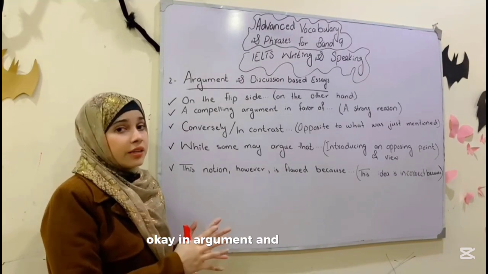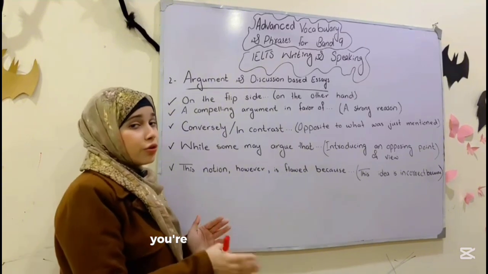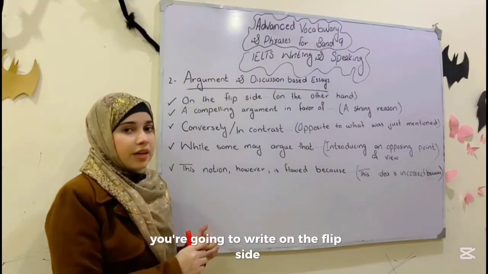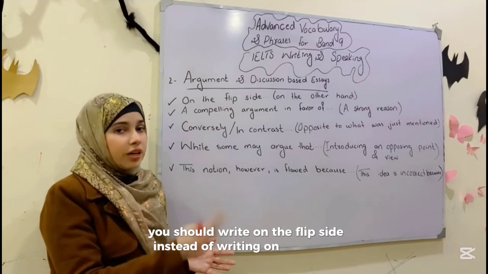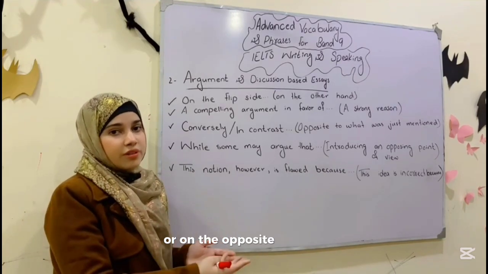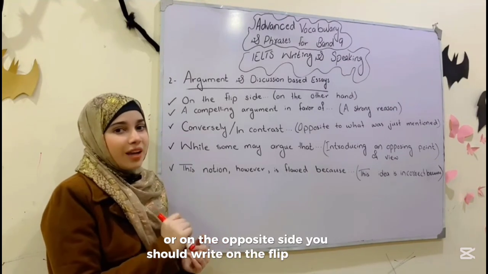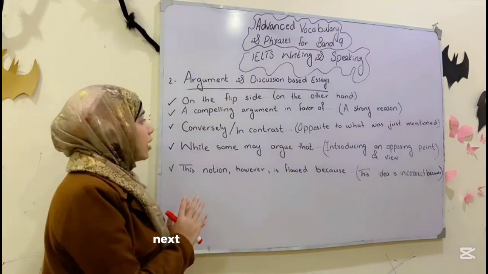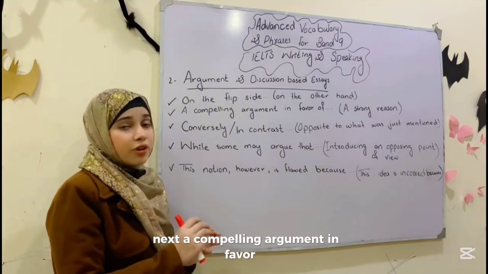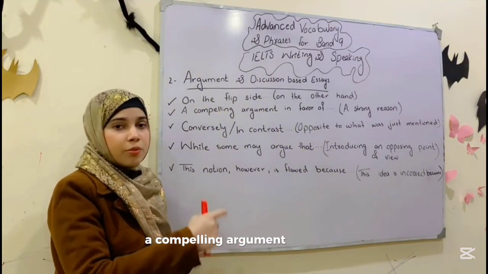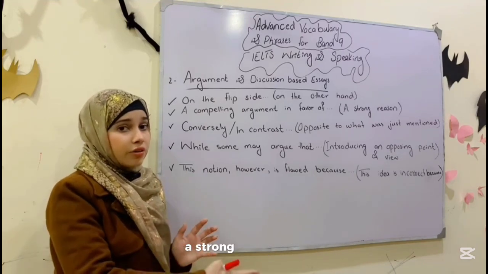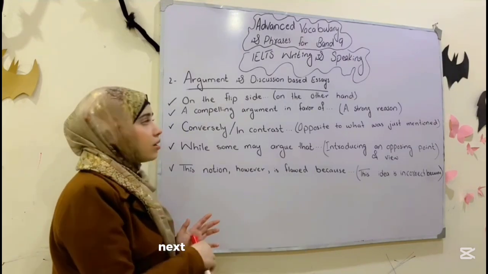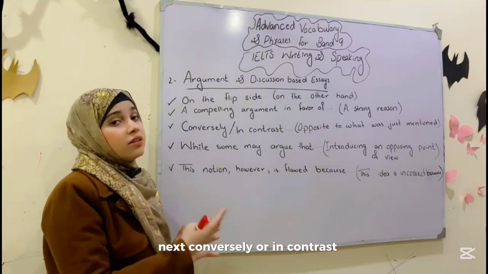In argument and discussion based essays, you're going to write on the flip side. You should write on the flip side instead of writing on the other hand or on the opposite side. You should write on the flip side, okay. Next, a compelling argument in favor of. A compelling argument in favor of means a strong reason. A strong reason.